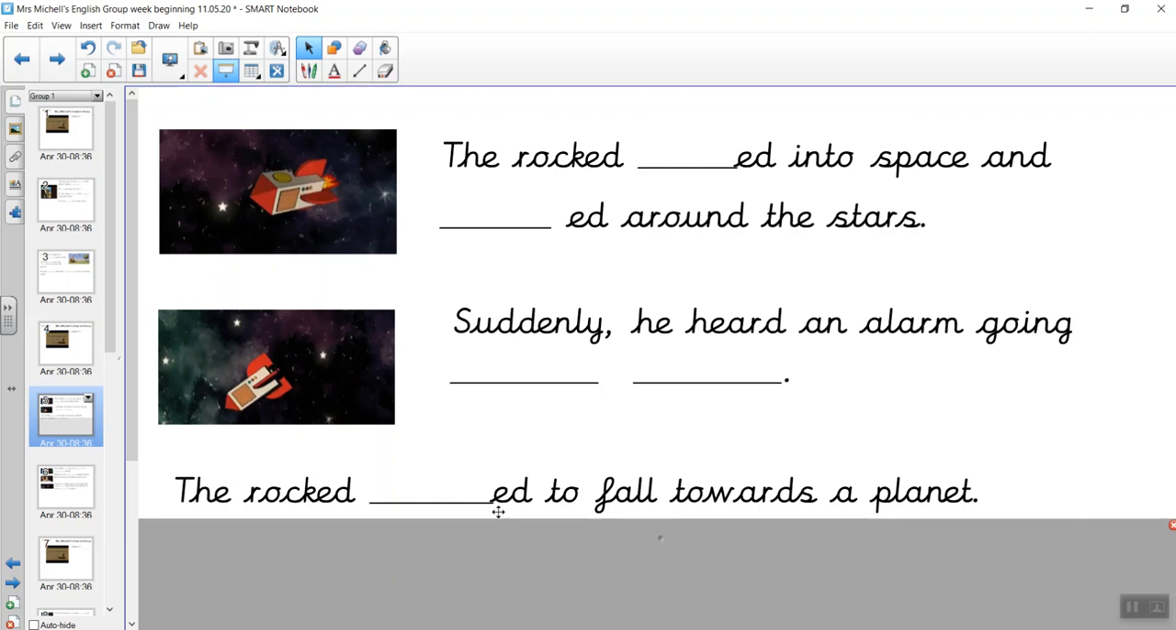The rocket something to fall towards a planet. What did it do? Pause the video, have a go. The rocket started to fall towards a planet. That's what I would go for.